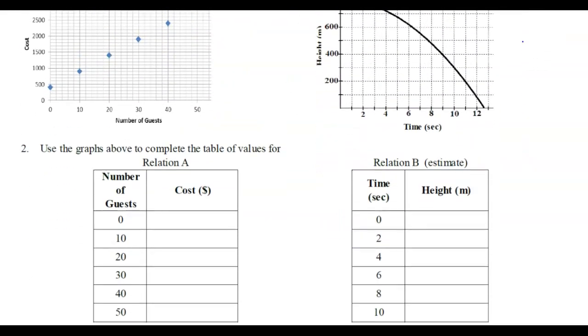Use the graphs above to complete the table of values. So now I want you to look at filling in the table of values from the points. We now know this from the last unit, or you should know it from before actually. So when the number of guests is 0, the cost looks like 400. When it's 10, it looks like 900. When it's 20, it looks like 1400. Do that for both sets of graphs. I'll give you a minute to do that.